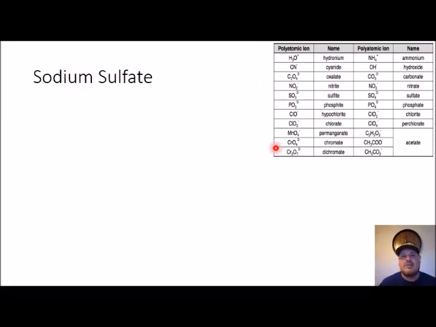I don't have my periodic table up here, but just know that sodium is located in group 1, right? Therefore, my ionic charge is just going to be positive 1, just like that. Okay? Now, sulfate, I have to look on my chart.